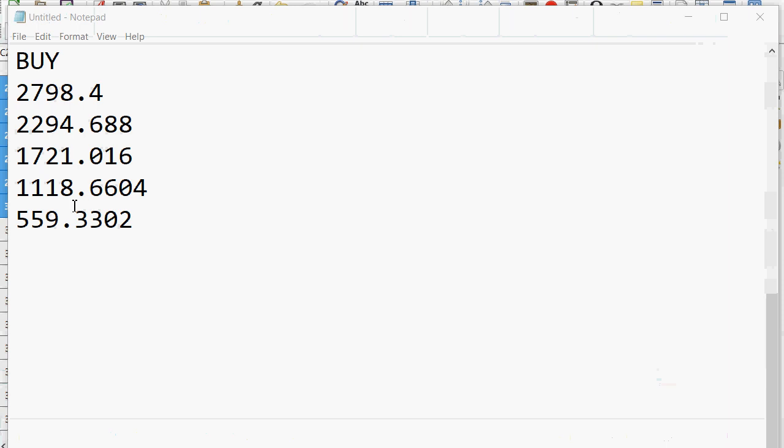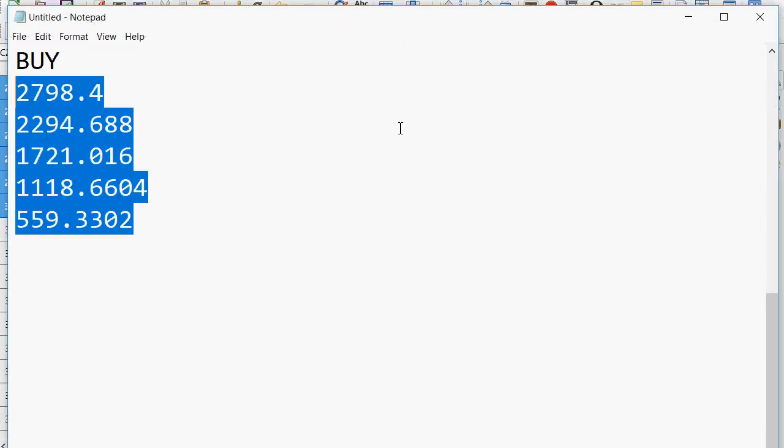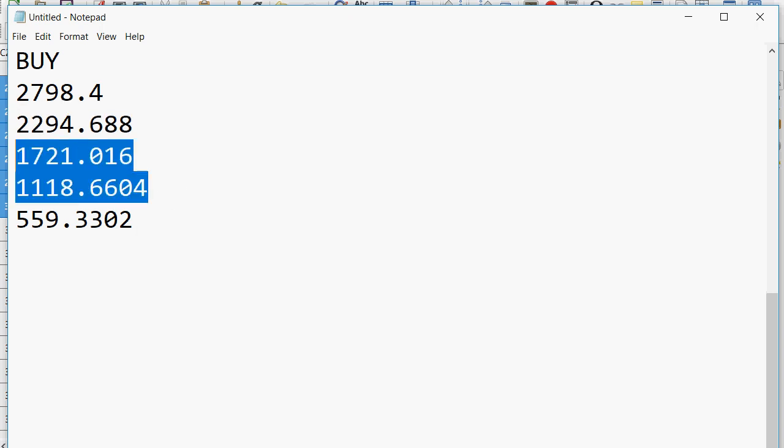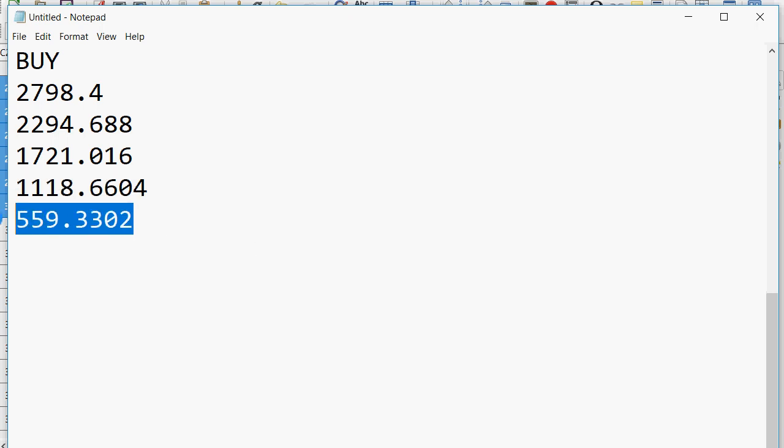And I got 559. This is what the spreadsheet has. So a buy order would fill at 27.98. Again at 22.94. Again at 17.21. Again at 11.18.66. And again at 5.59.33. And now we're going to have to do something that's not written on the spreadsheet.